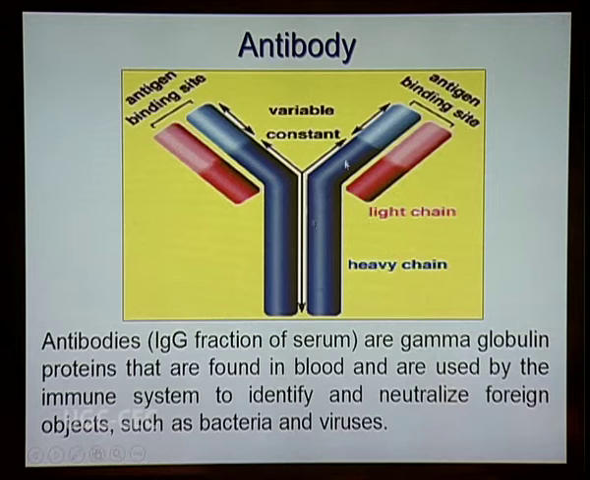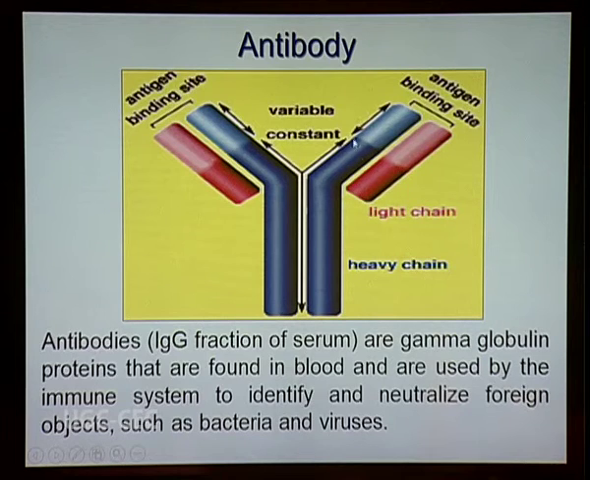Antibodies or immunoglobulins are gamma globulins, and they are generated in jawed vertebrates in response to a foreign molecule or immunogen. Each antibody molecule is composed of 4 polypeptides. 2 of them are long and 2 are small. The long chains are called heavy chains and the small chains are called light chains.